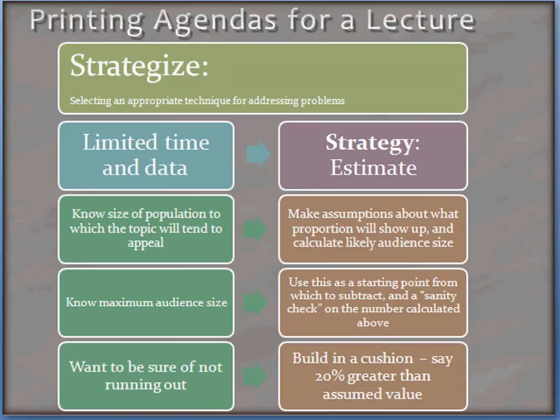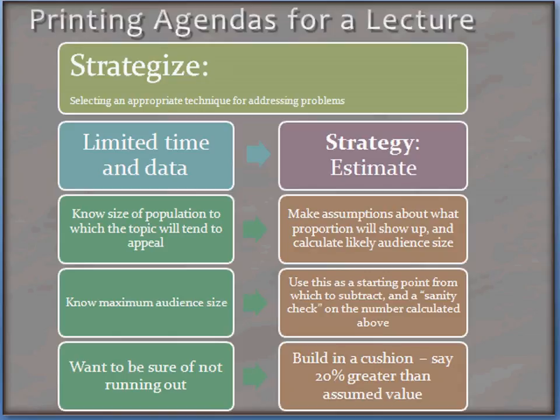Now we strategize. In other words, we look at the information we have, any constraints, and determine the best way to address the problem. In this case, we have limited data. We just don't know exactly how many people will attend. And we also have limited time to collect more data. So the best strategy is to estimate. For example, we know the size of the population to which the topic will tend to appeal, so we can make an assumption about what proportion of that population will actually show up and calculate the likely audience size.